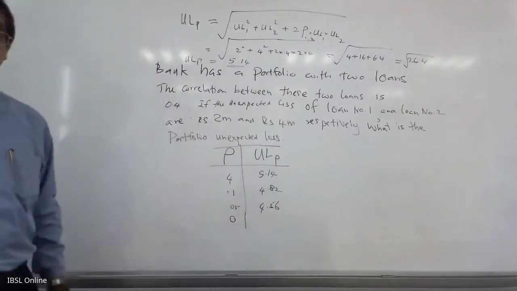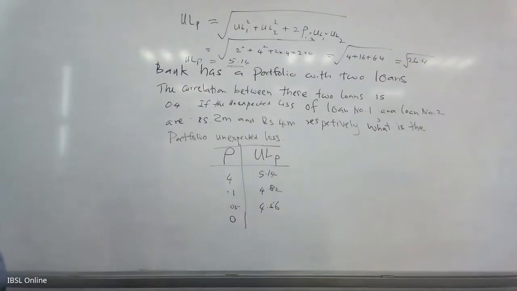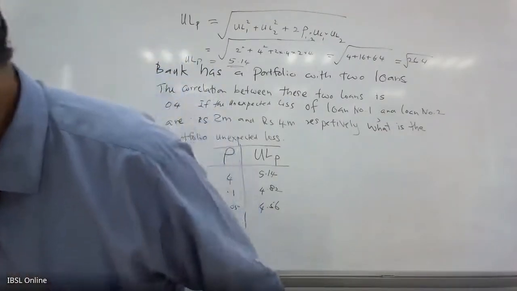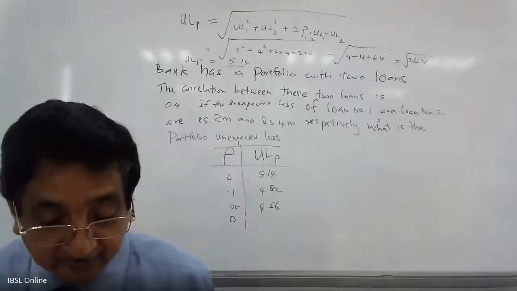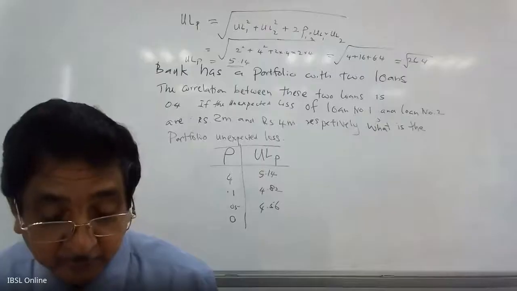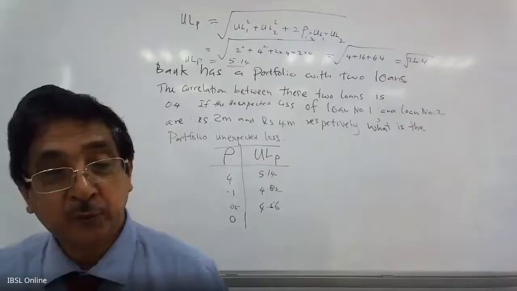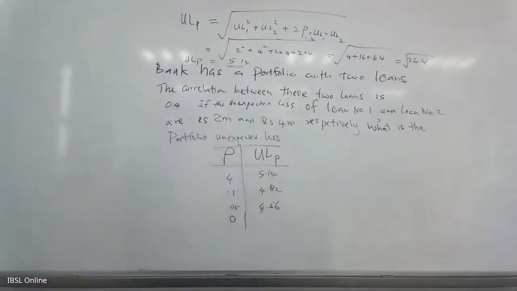When rho is 0, what will happen? Going further down, what is the value? Square root of 20. Yes, square root of 20 comes to 4.47. And can you imagine something else also?